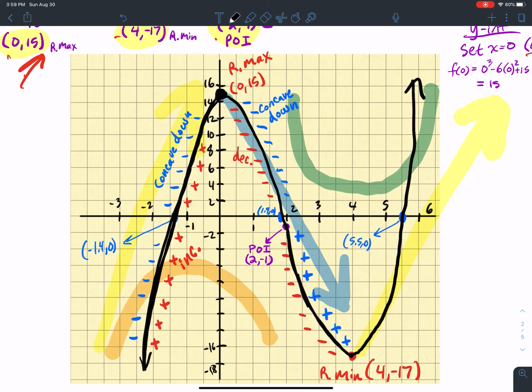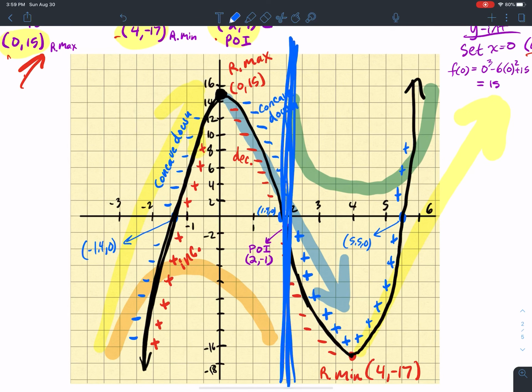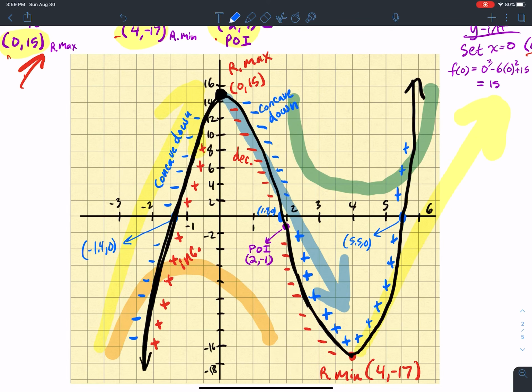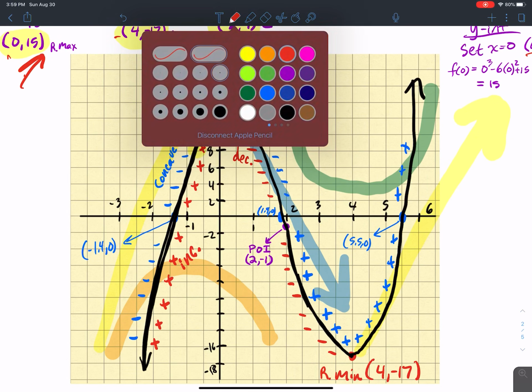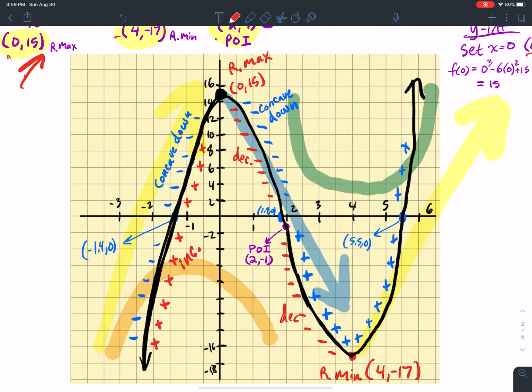All right, so I'm going to continue my positives because I'm concave up from here on. Okay, from here on, you're concave up like a cup. From there back, you're concave down like a frown. Okay? All right, and then we change from decreasing here to increasing here.